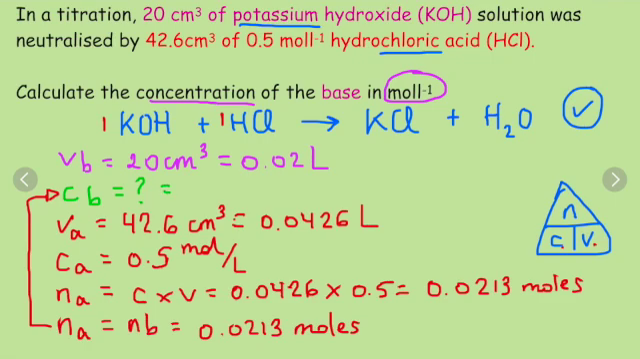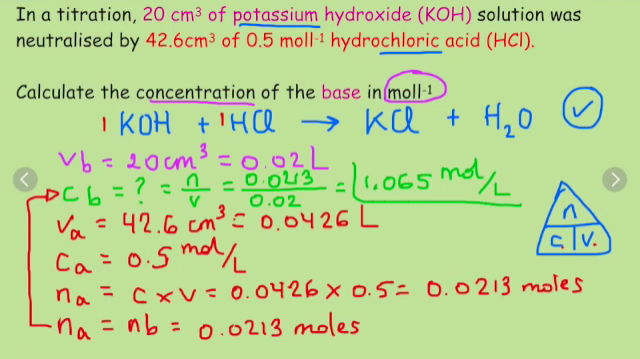So the concentration is number of moles divided by volume. So it's 0.0213 moles divided by 0.02, and that gives us 1.065 mole per liter. So there we have it.